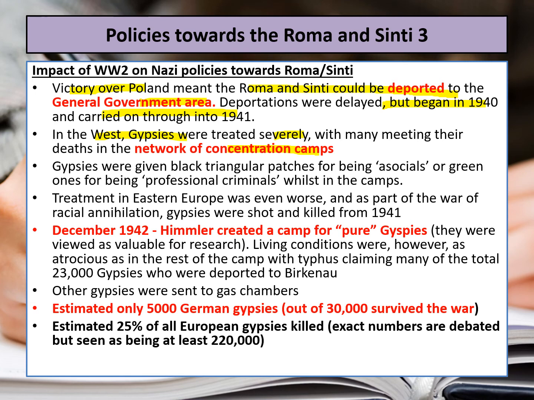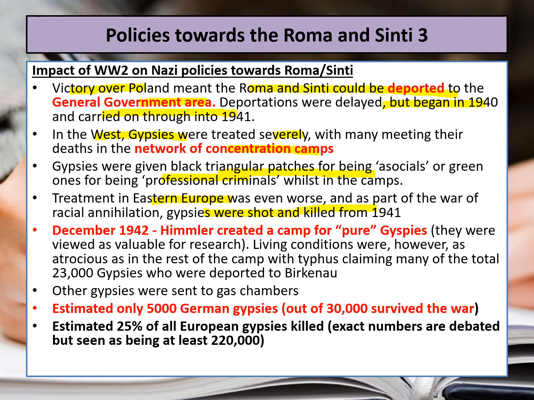They were given things like black triangle patches to represent that they were asocials, or green ones for being professional criminals. There wasn't a set triangle for them to identify them in the camps, but many of them still ended up there. However, the gypsies that were living in Eastern Europe were treated even worse, and as part of the Einsatzgruppen's work, a lot of gypsies were actually shot and killed from 1941, just like many Jewish people were as well.